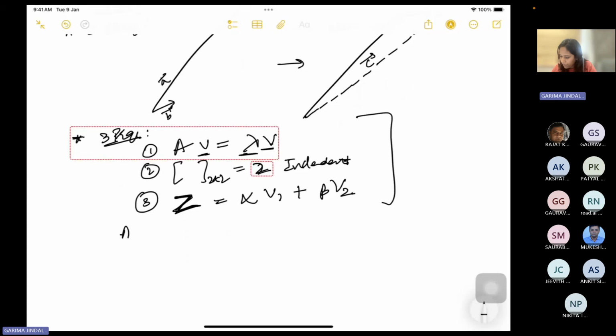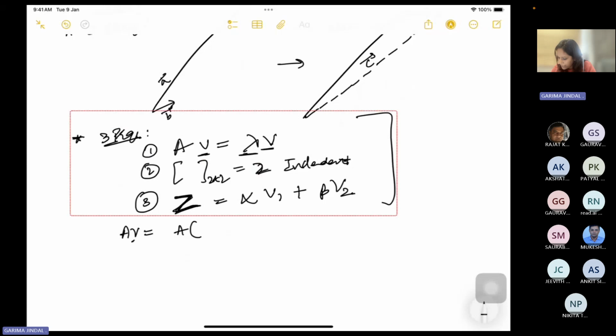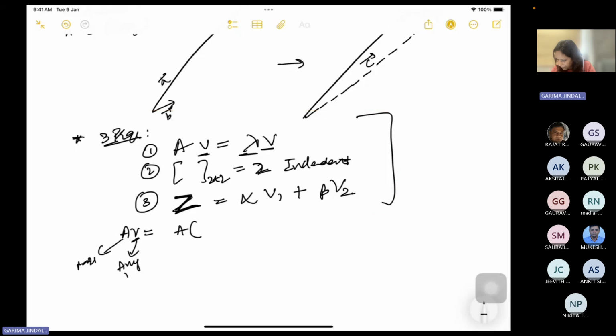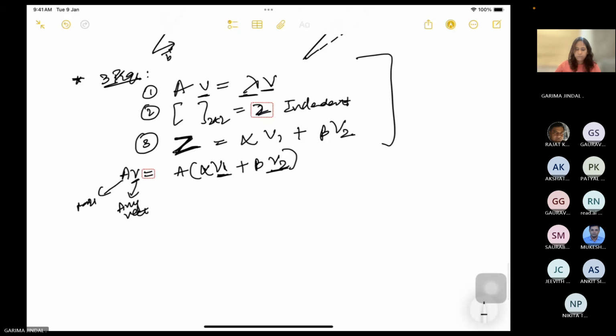Suppose we have AV. If A is my matrix and V is any vector, then this can be represented as A times (alpha V1 plus beta V2). So this is the linear combination of the two eigenvectors. These are the two eigenvectors, and this is the linear combination of these two vectors.